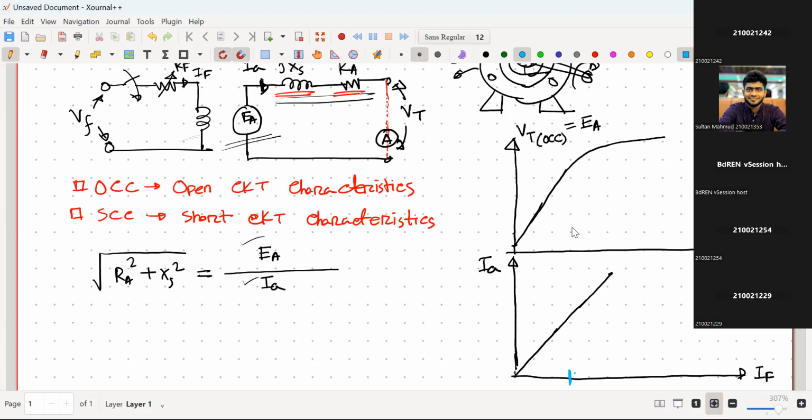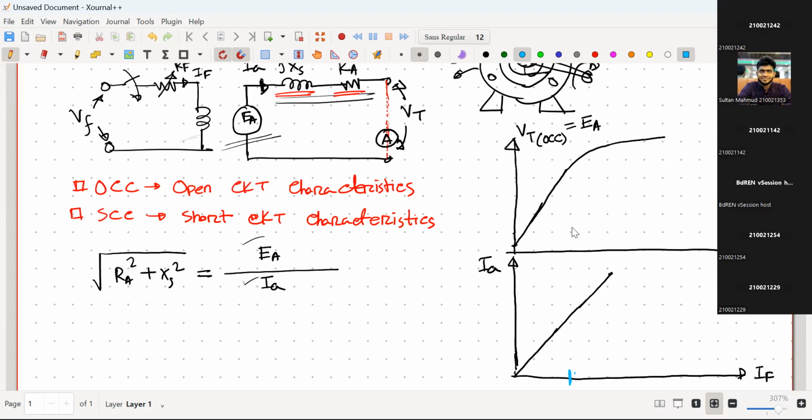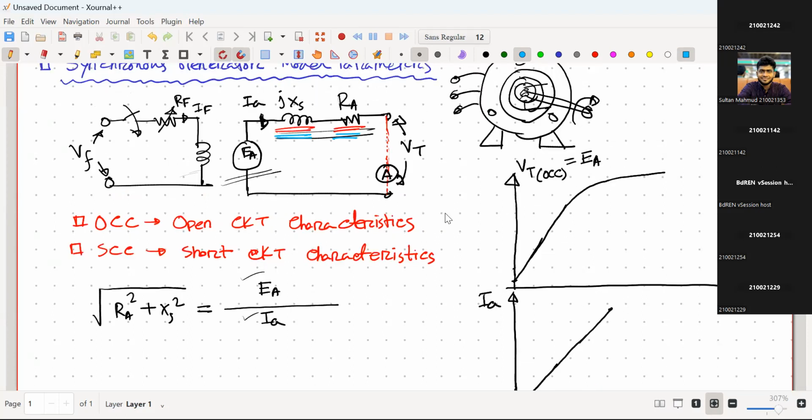But sir, theoretically, IA should be infinite, right? No, theoretically IA should not be infinite, because we already have these two values, XS and RA. They are small, but they have a value. Theoretically they have a value, right? Yes, sir.